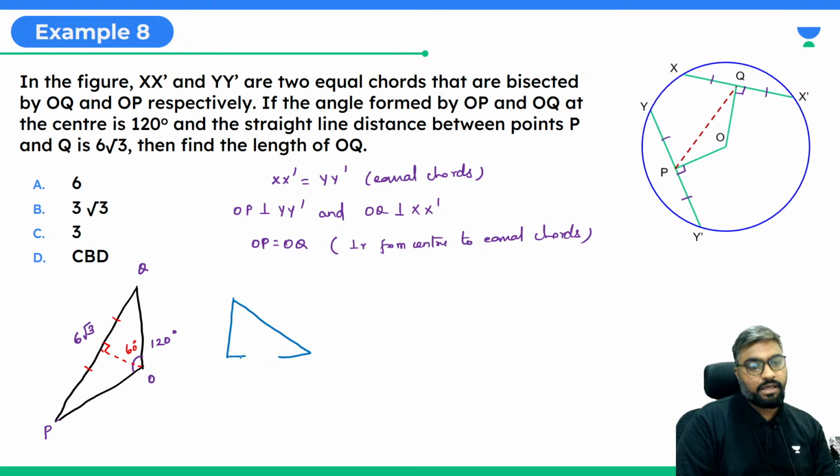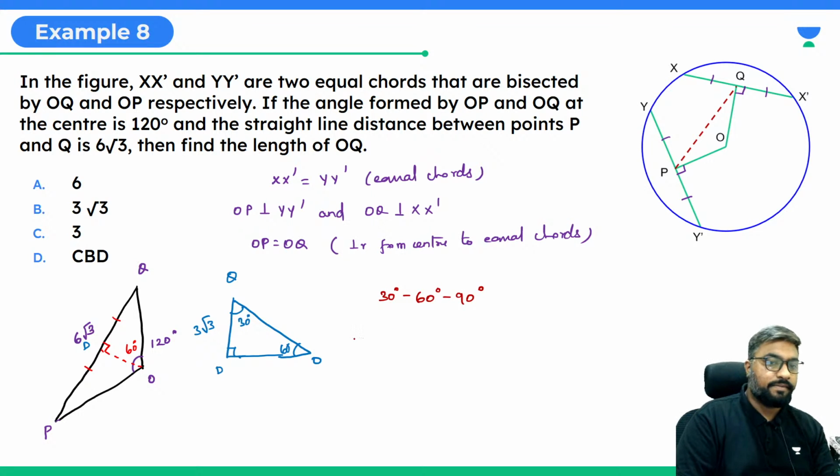Yes, this is Q, this let's call it D. Okay, P, Q and O. This is 90 degrees. This is 3 root 3. This is 60 degrees. So automatically this will be 30 degrees. What do I have now with me? I have a 30, 60, 90 right triangle. What does it say?